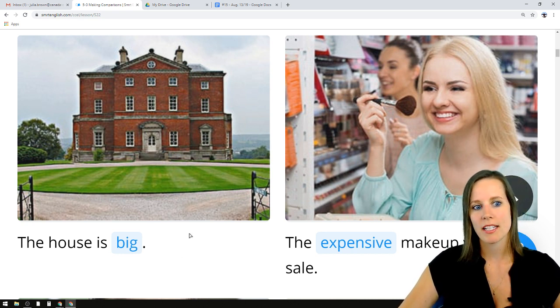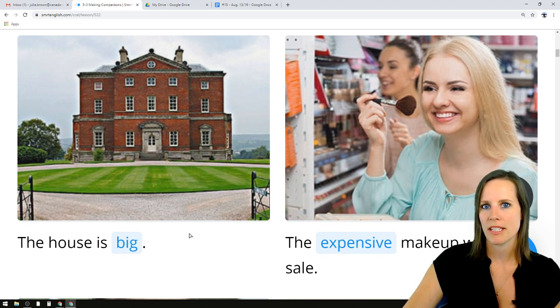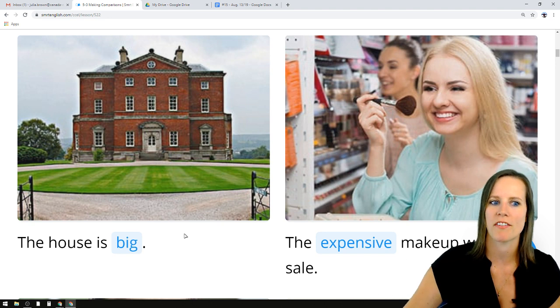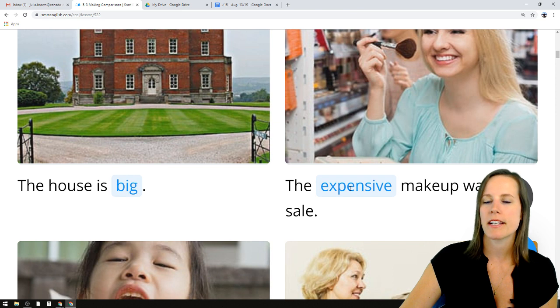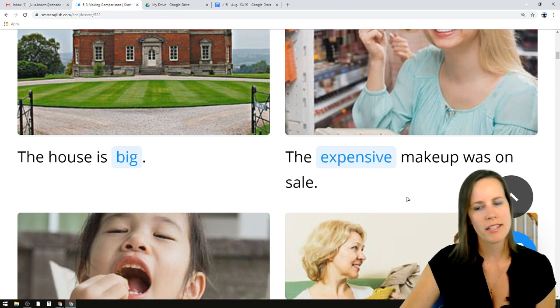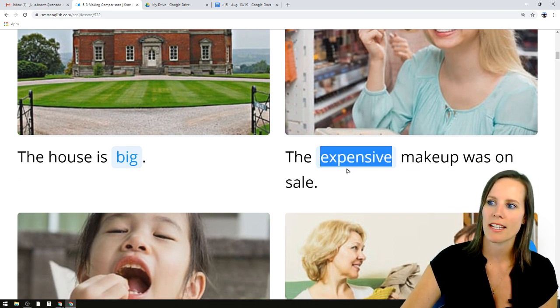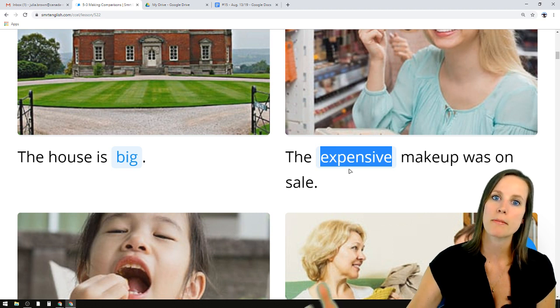Cheap is a short adjective. Maybe you mean the base adjective. Yeah, for sure. It's the base form of the adjective, cheap. Exactly. Here, the expensive makeup was on sale. Okay, so we are describing the makeup as being expensive.